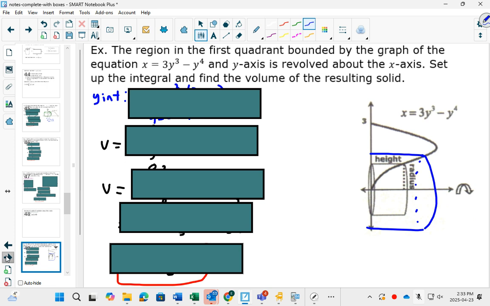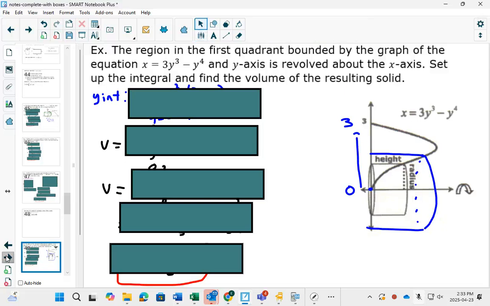Right? And as the point moves along here, your cylinders would all get added together, and adding all of those cylinders up would end up giving you the volume as if it was revolved around the x-axis. But your cylinder is moving from this y value to this y value.